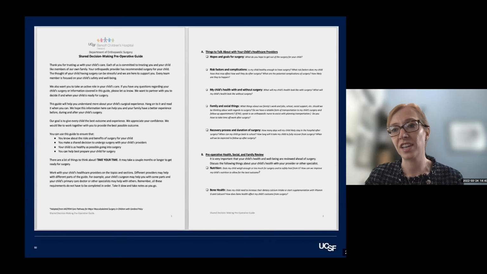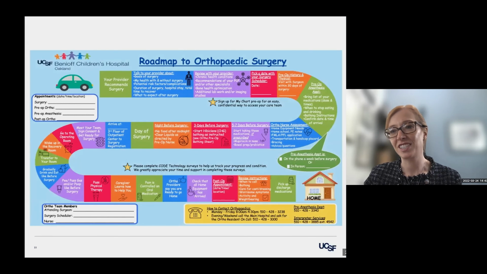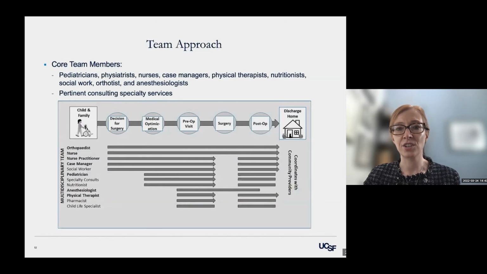And so to make sure that they really understand all of the factors that go into a big procedure like this. And this is just another example of a roadmap we might give to patients so that they can really understand the journey here, because it can feel quite complicated and daunting to families. And then just underscoring again that this is a big team approach, and we need a lot of different specialists involved through many different parts of their care, all the way from before even the referral to the decision for surgery and to optimizing their postoperative outcome.